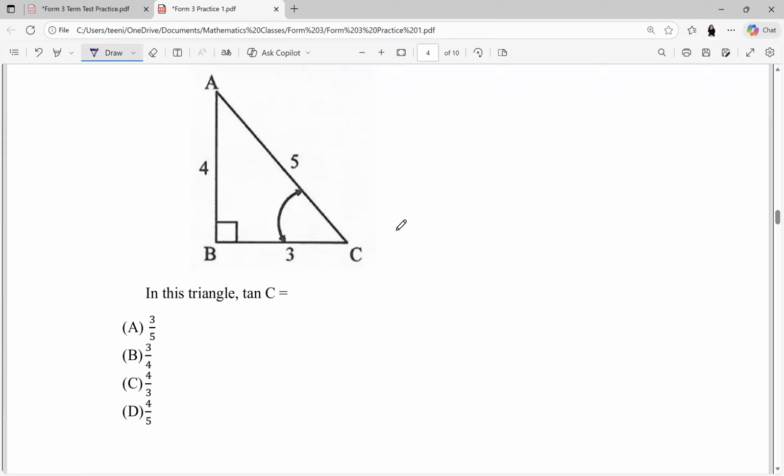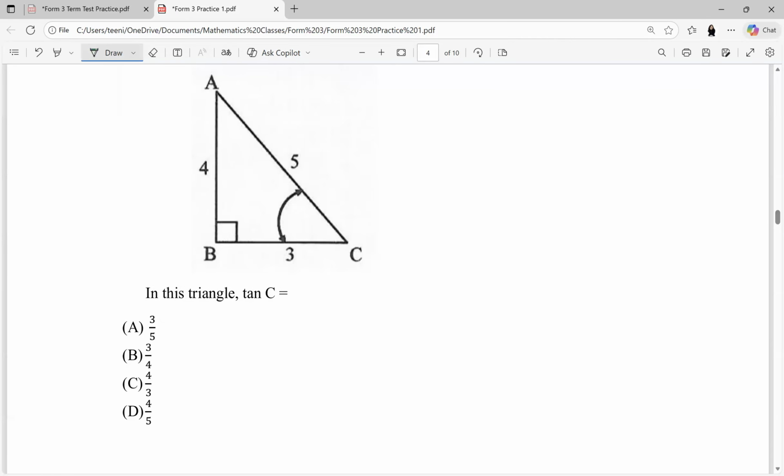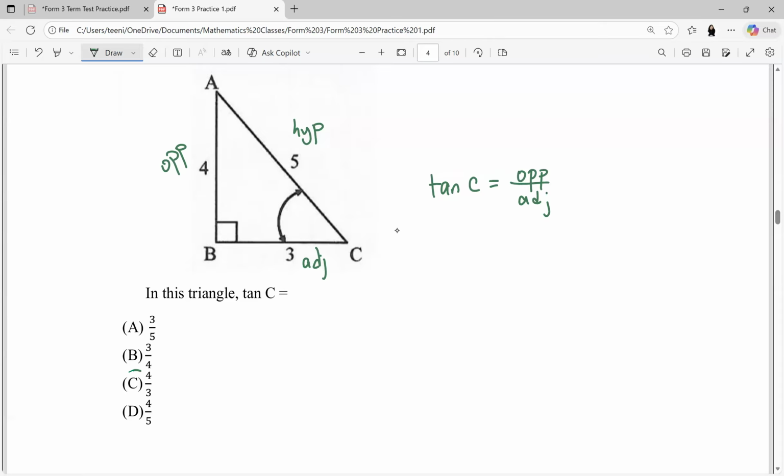3 over 4. Flip it. 4 over 3. 4 over 3. Because, opposite over adjacent, yes. Correct. AC is your hypotenuse. If C is your angle of reference, 4 will be your opposite side, and 3 is your adjacent. So tan of your angle C would be opposite over adjacent, which in this case, opposite is 4 and adjacent is 3. So the answer will be C.